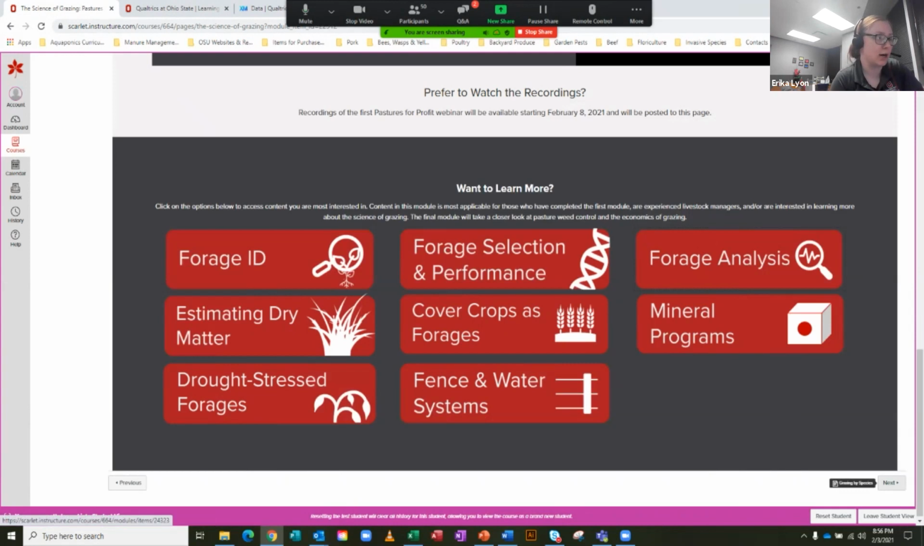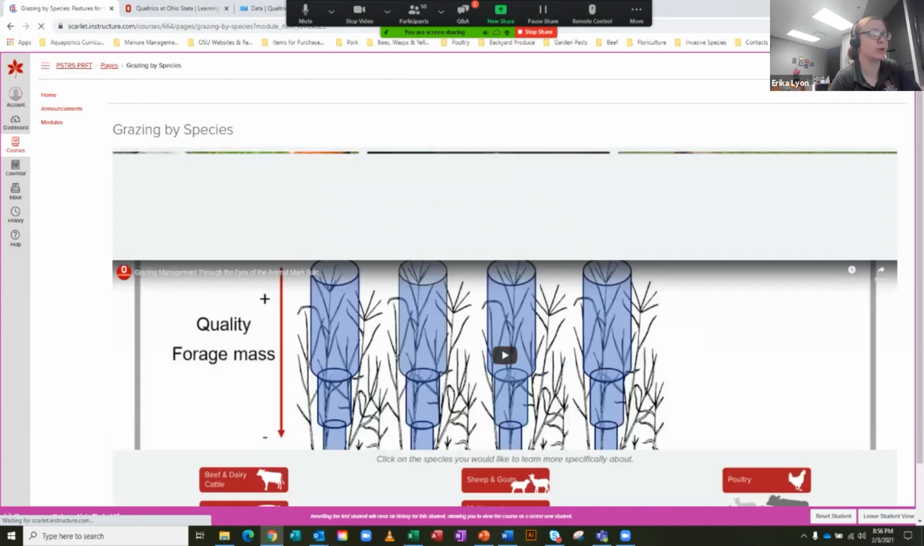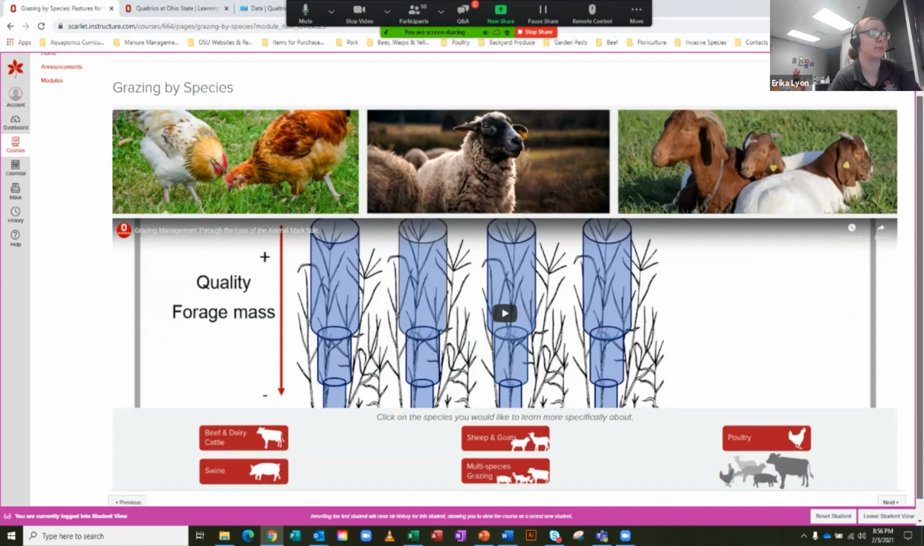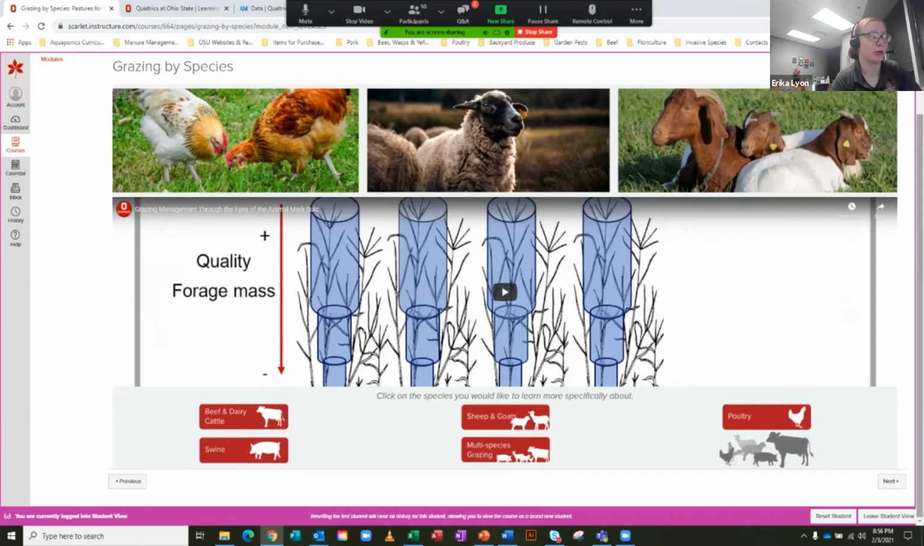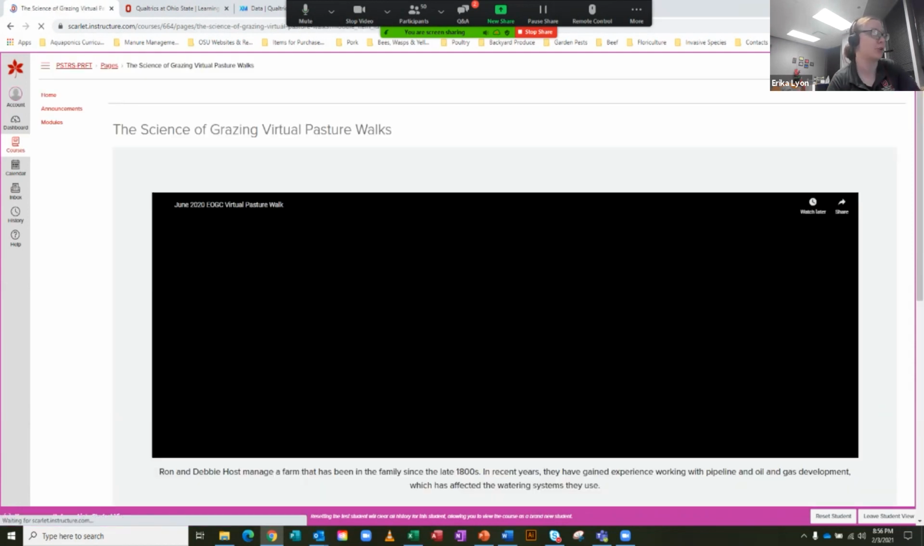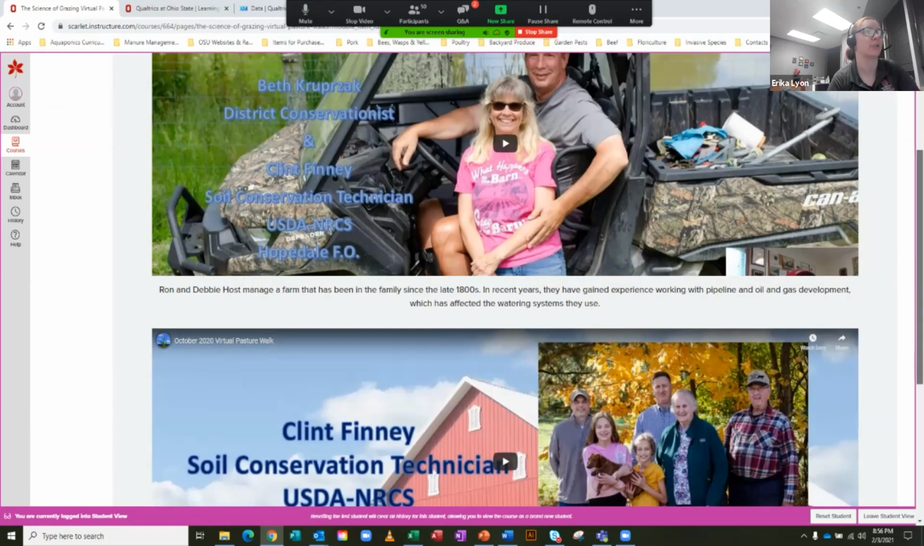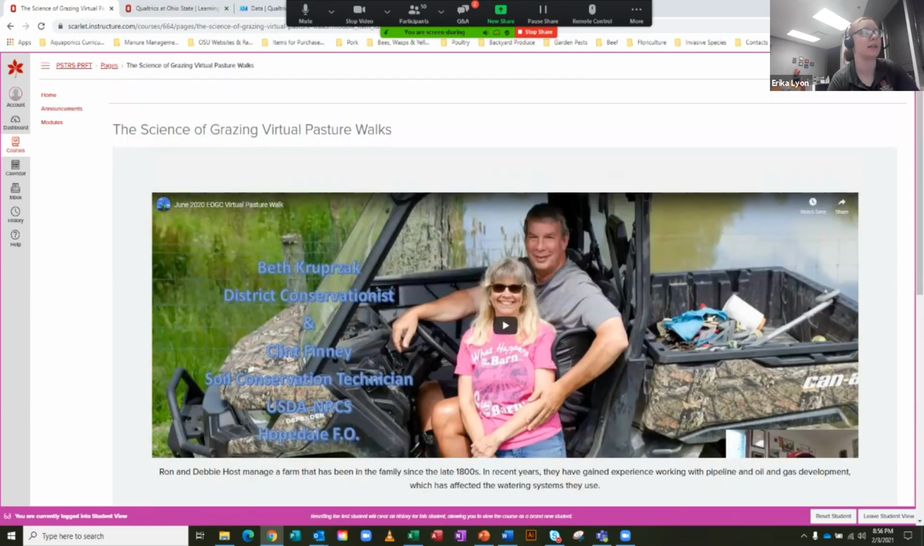Also with the second module, if you click next, it will take you to a livestock species specific page. For those of you who are specializing in one or another or are thinking about getting into multi-species grazing, I would recommend checking out those buttons as well. And then of course, like our last module, we do have some virtual pasture walks thanks to the Eastern Ohio Grazing Council. Once again, if you have any questions on that, please feel free to let me know. I am more than happy to walk you through how to use Scarlet Canvas if you're running into any issues with that.